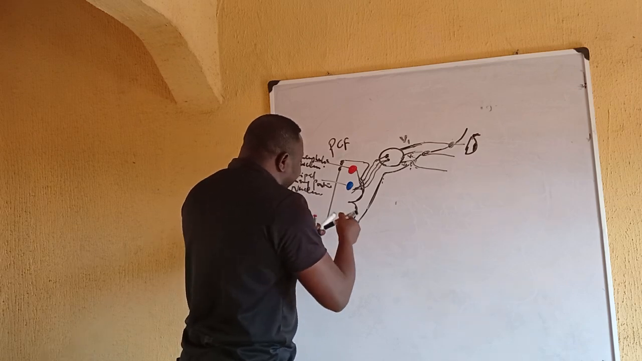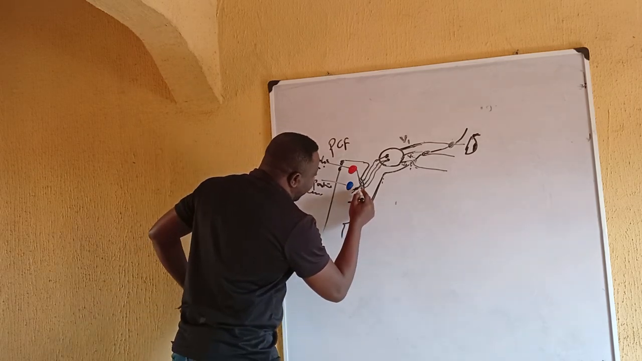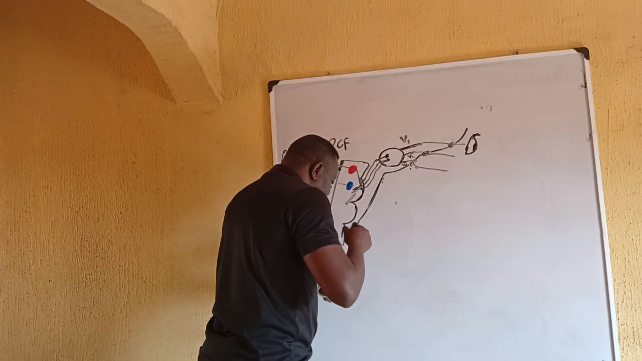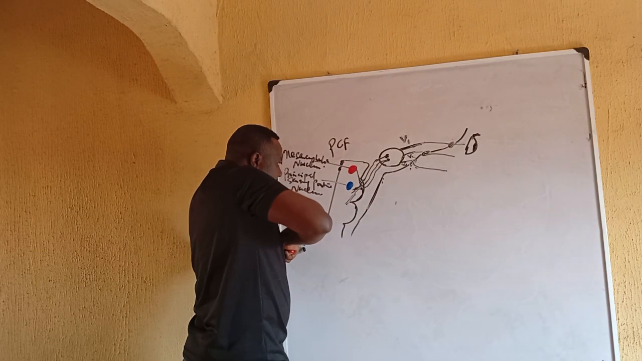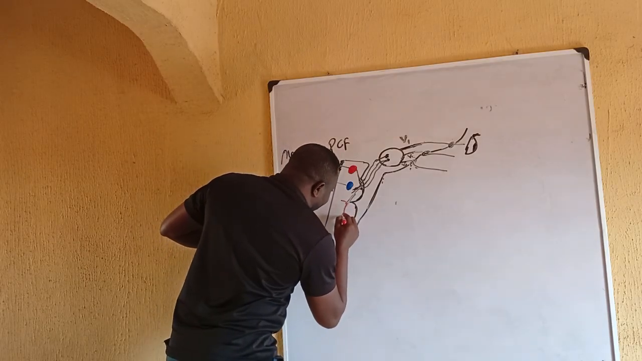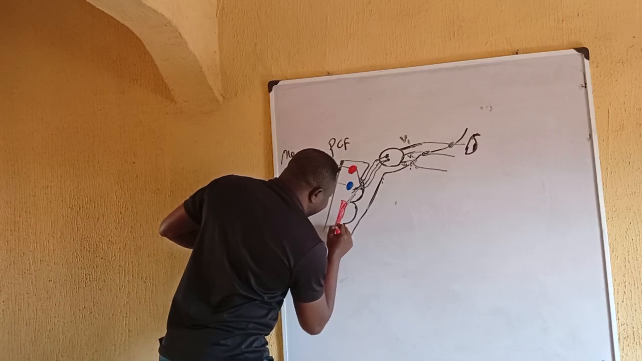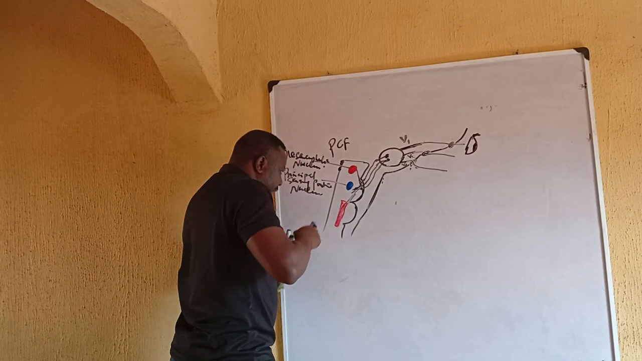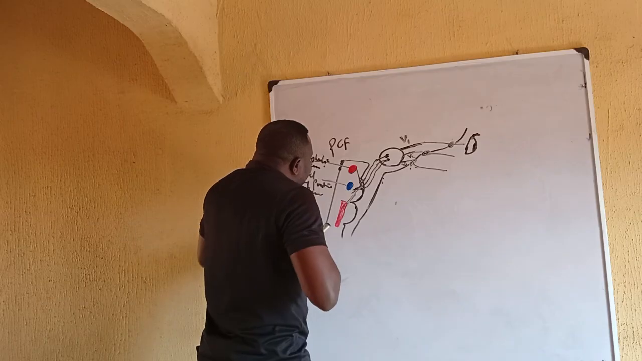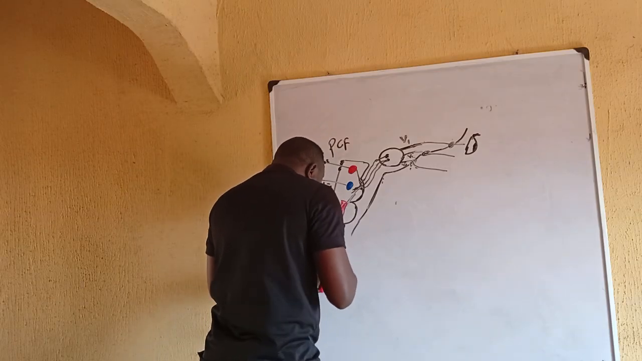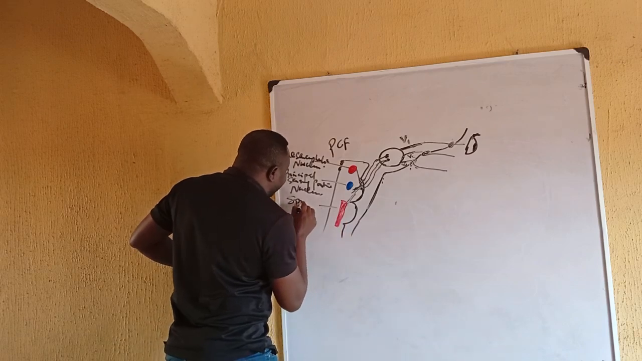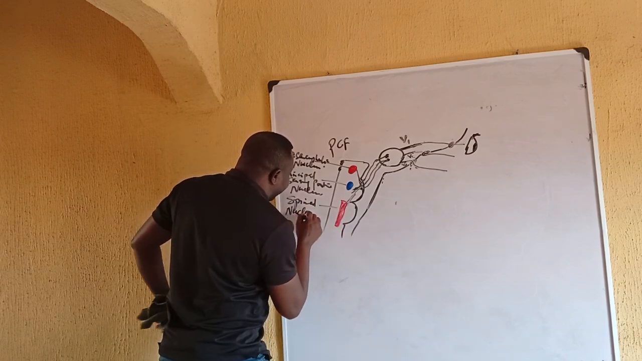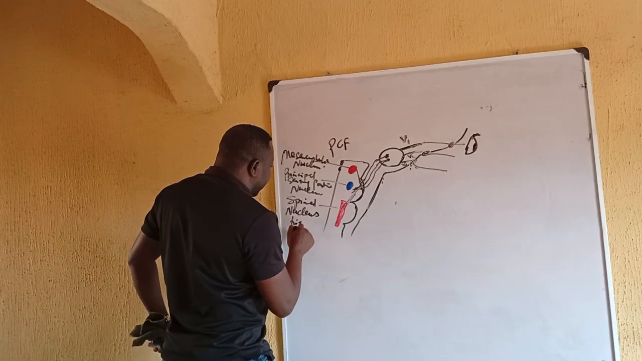Then some other descending fibers go down to the medulla. In the medulla, we have another nucleus that extends all through the length of the medulla and goes down to the upper parts of the spinal cord, that is the cervical region of the spinal cord. This particular nucleus is called the spinal nucleus of the trigeminal nerve.